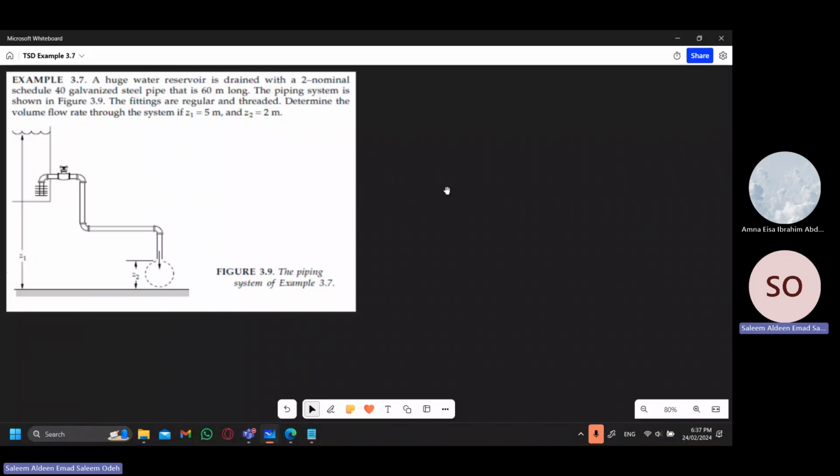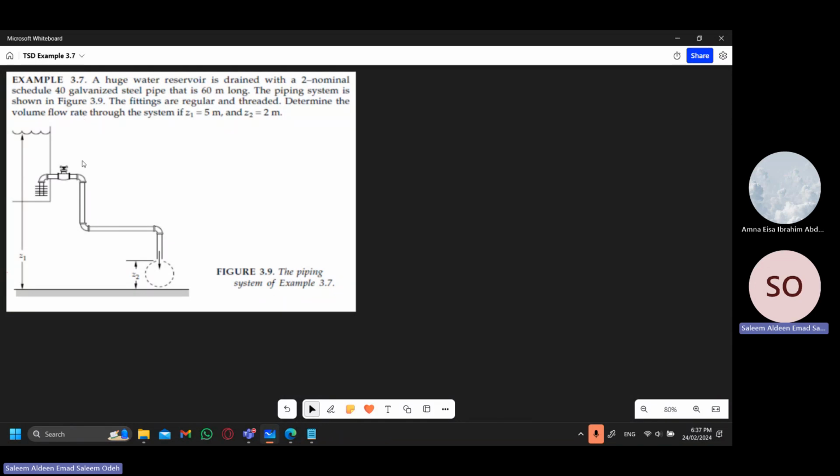تمام. The two questions we'll be solving today were requested from Dr. Kamil for me to solve, and inshallah I'll try to solve them as best as I can. We'll start off with example 3.7 and we'll go on to example 3.8. Both of these examples can be found in the slides and also in the book.